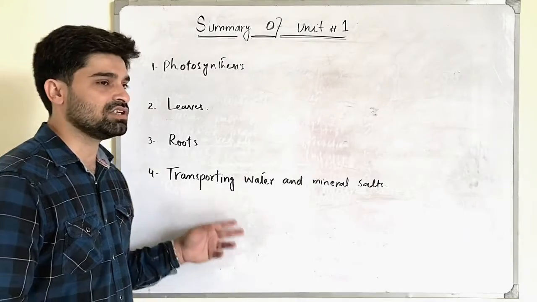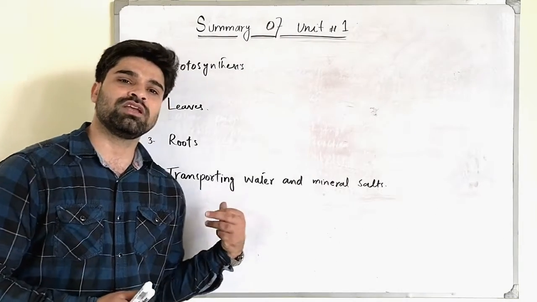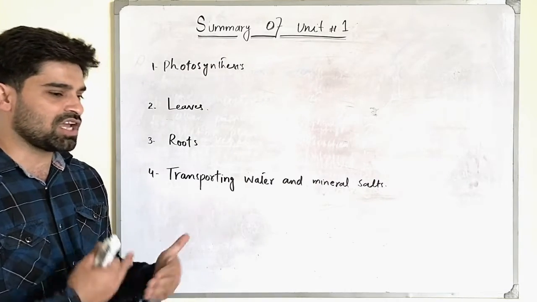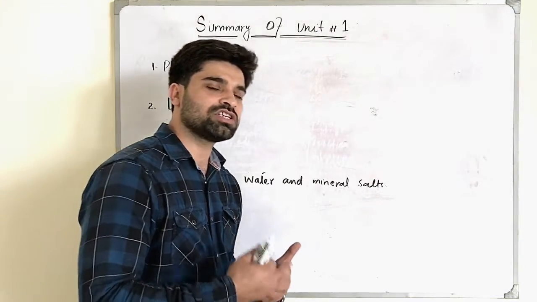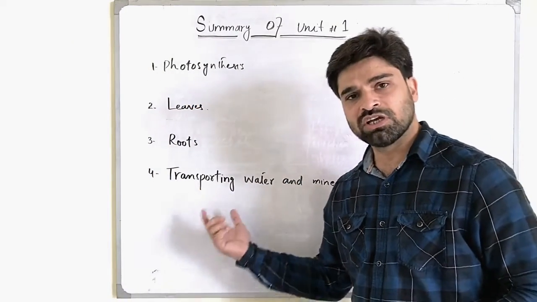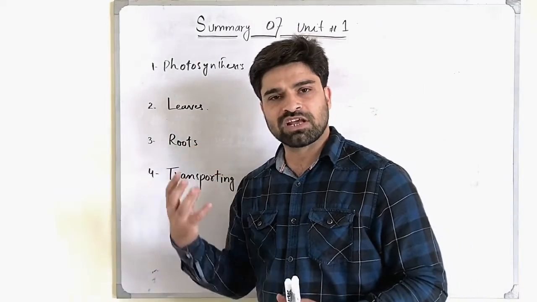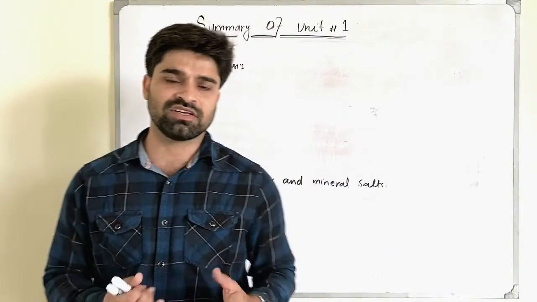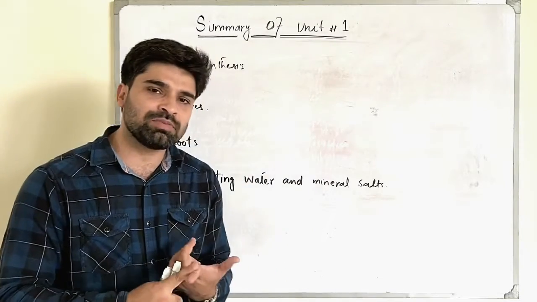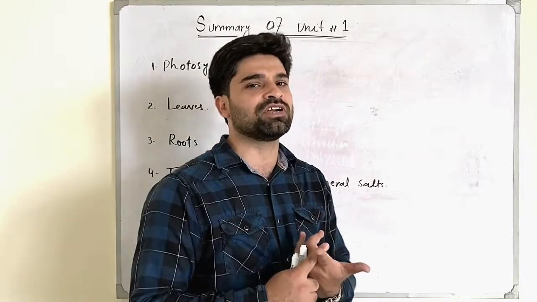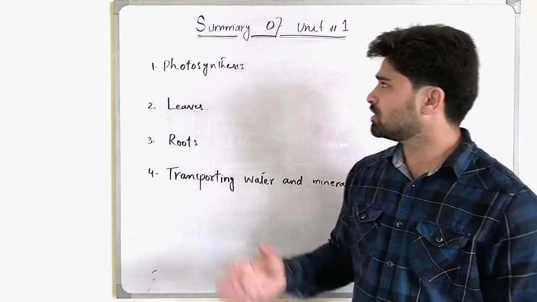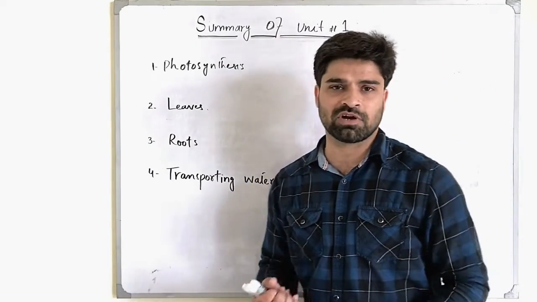And in this video, we came to know what type of structure they have in roots, in stem and in leaves. Xylem vessels have a different structure, they appear different in roots, they appear different in stem, and they appear different in leaf as well. So that was all about the summary of the chapter we have covered.